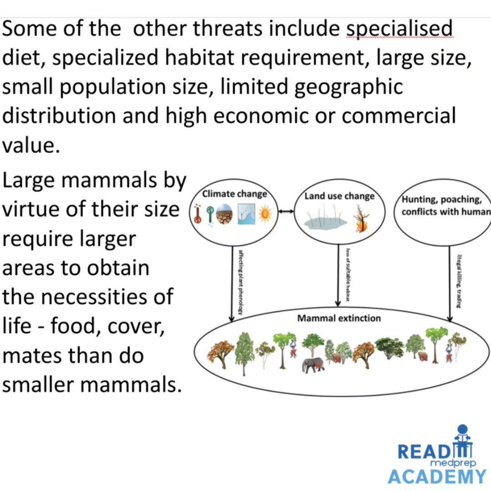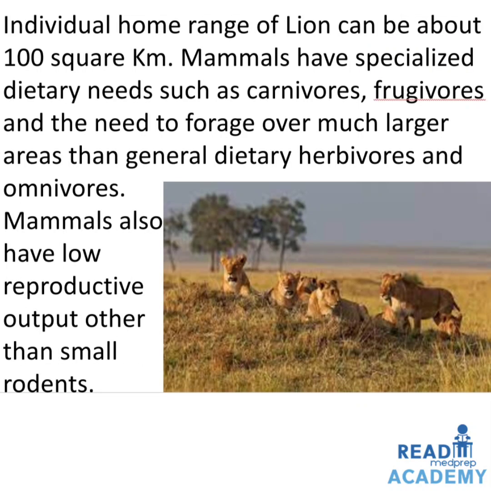Large mammals, by virtue of their size, require larger areas to obtain the necessities of life, food, cover, mates, than do smaller mammals. Climate change, land use change, and hunting, poaching, and conflicts with humans can cause mammal extinction. The individual home range of a lion can be about 100 square kilometers.